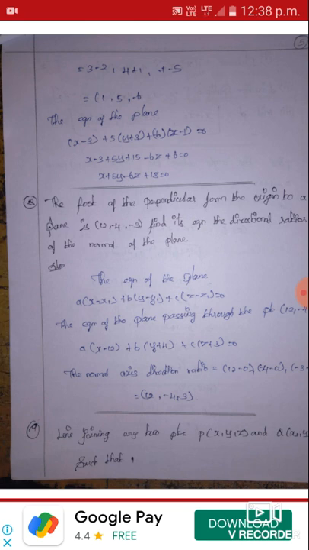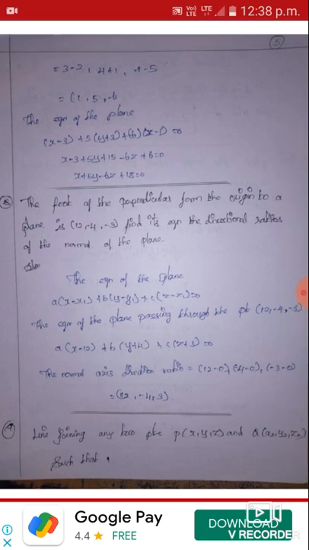The equation of the plane is a(x - x1) + b(y - y1) + c(z - z1). The equation of the plane passing through the point (12, -4, -3). We have to substitute in the equation, so we get the point (12, -4, 3).